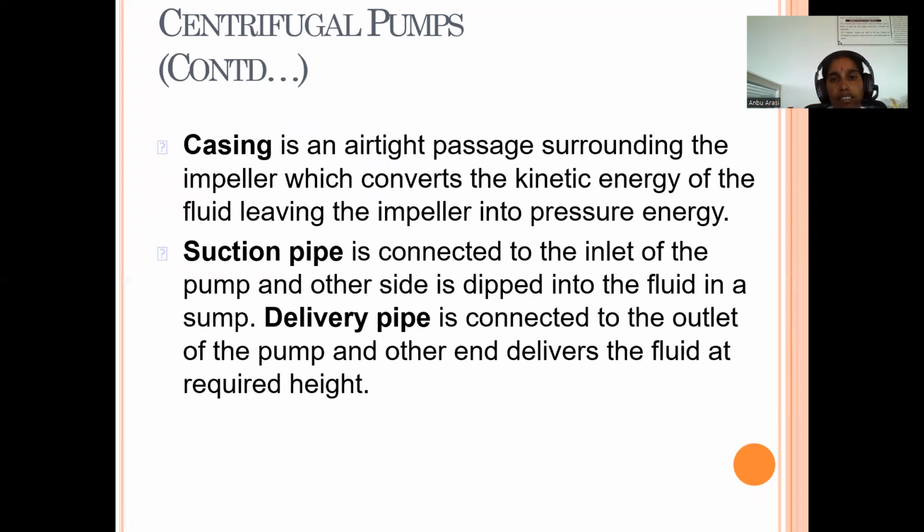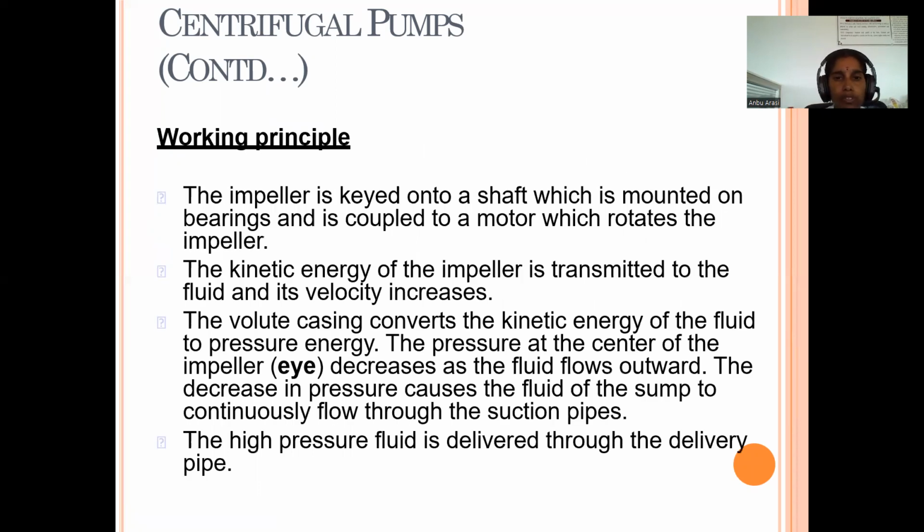Casing. Casing is an airtight passage surrounding the impeller which converts the kinetic energy of the fluid leaving the impeller into pressure energy. Suction pipe is connected to the inlet of the pump and the other side is dipped into the fluid in a sump. Delivery pipe is connected to the outlet of the pump and the other end delivers the fluid at the required height.